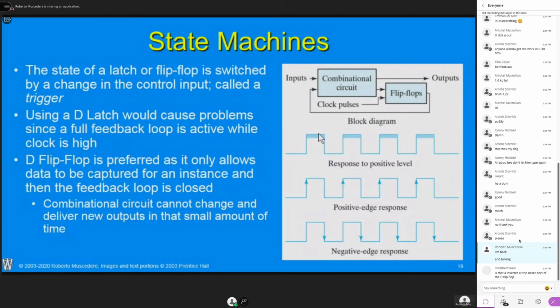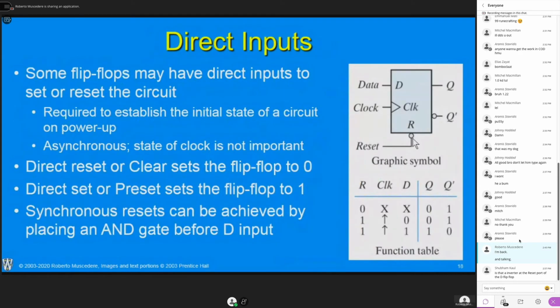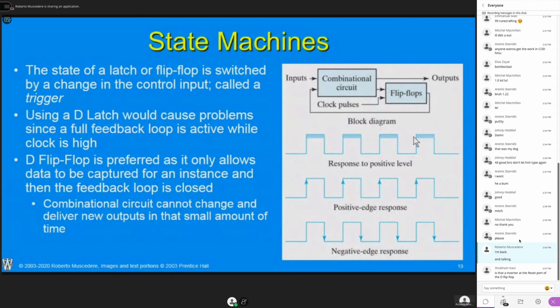Is that an inverter at the reset port of the D flip-flop? Yes, the bubble there implies that it's active low, which means when R is low, it gets reset, whereas when R is high, it doesn't. That would be the normal operation. Okay, so back to this one.